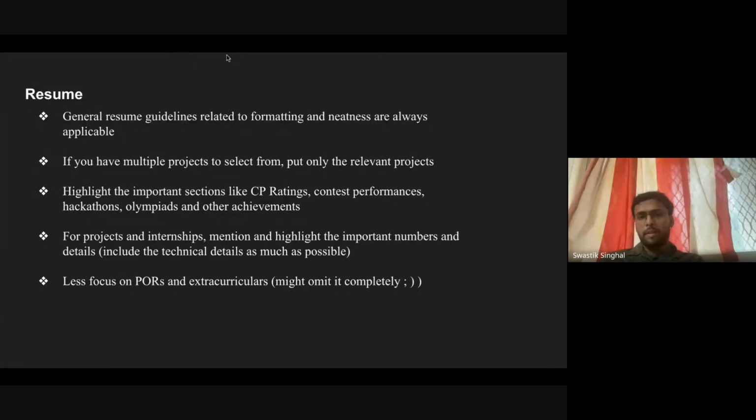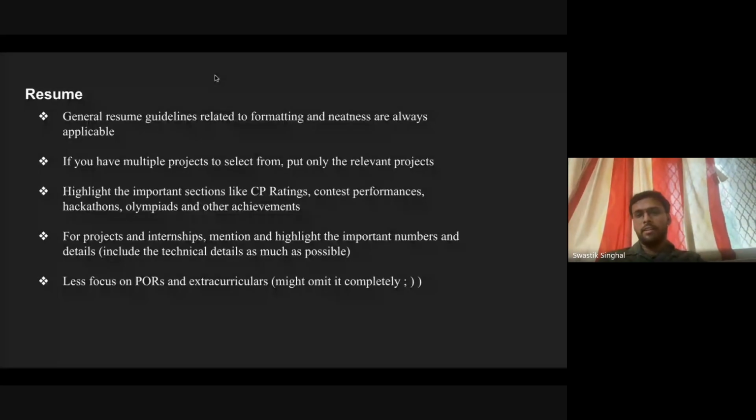So on the POR stuff, it's good if you have it, but they don't really care. As I've written, you can literally omit it completely. Even I did it, I didn't have any POR section. So for quant firms, it's fine, and others can add.